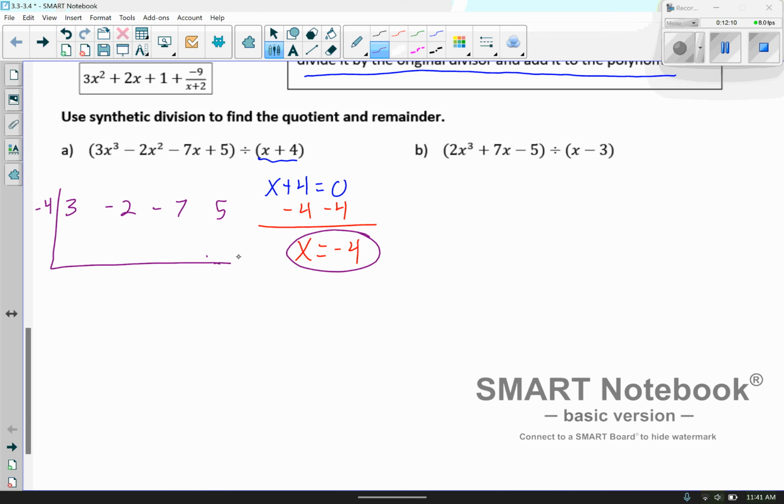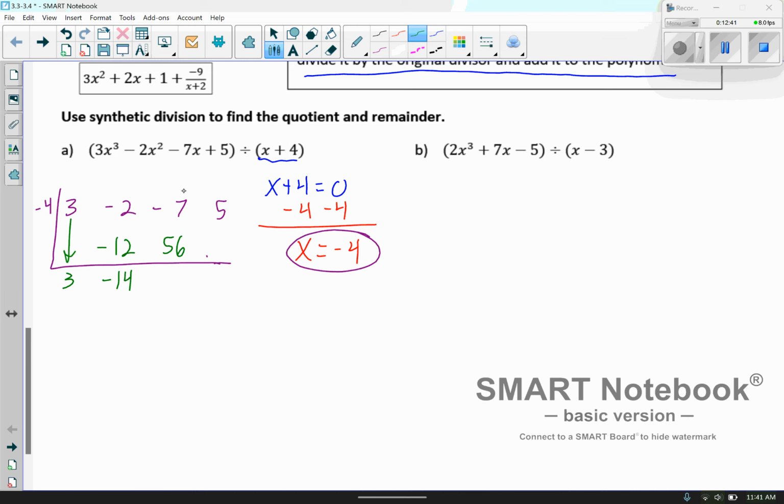All right, so then the next step is to go ahead and drop that first number right here. We're going to drop it down, and then now you multiply, put that result in the next column. 3 times -4 is -12. It's going to show up in my next column. Add those two numbers together, combine them, so that's -14. Then we're going to do -14 times -4, which should be +56.